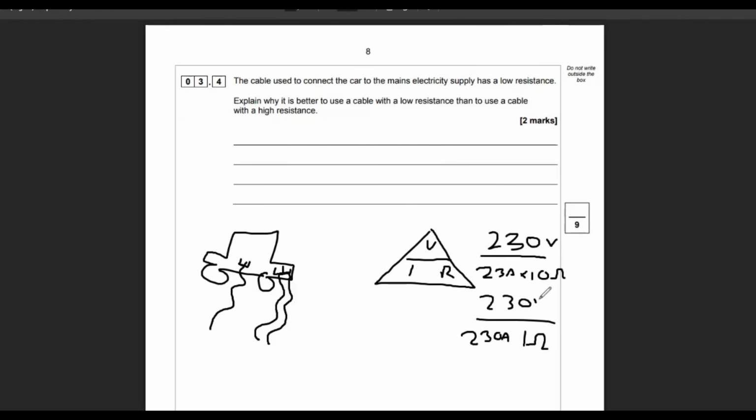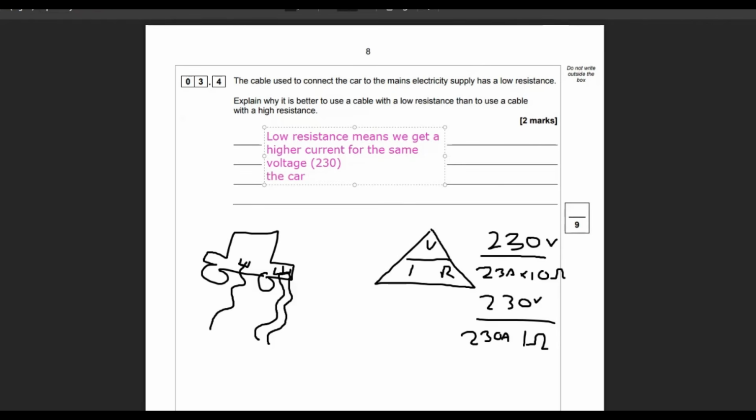So for the same voltage, I'm going to get a bigger current and I'm going to charge my car more quickly. So what we're going to say is low resistance means we get a higher current for the same voltage, which in the UK is 230. You can't change that.